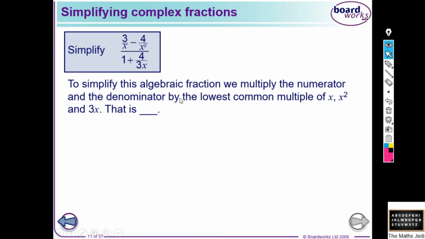So if you're looking at multiplying things, it would make sense to look at the lowest common multiple of all of those things. So x, x squared, and 3x. So that's got to be 3x squared. So in this example, you're looking for a lowest common multiple of x, x squared, and 3x. It's a bit like when you added fractions at GCSE and lower down, that you're looking for a lowest common denominator. Similar way, that's kind of what you're doing here. By multiplying through by 3x squared, you're then creating a nice algebraic fraction that you can simplify very quickly.